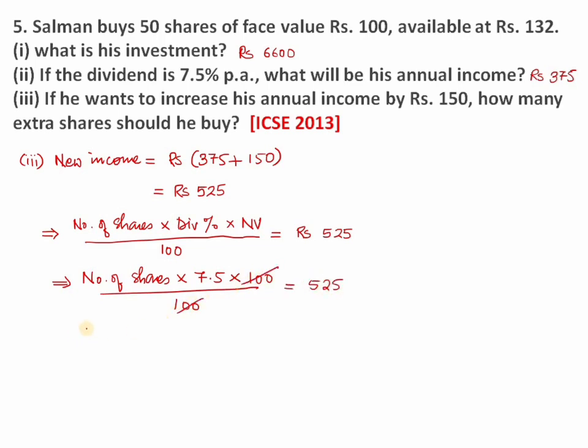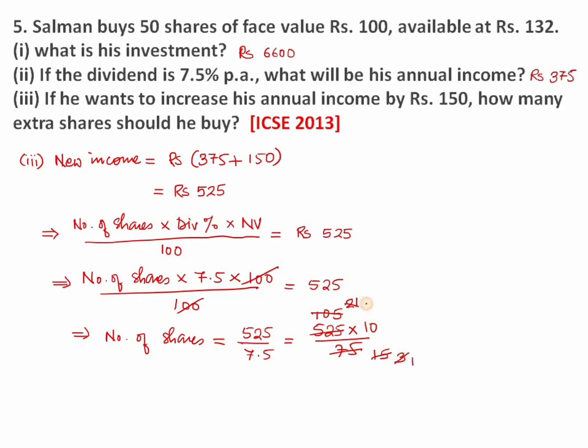So 100 can be cancelled. So we have number of shares equal to 525 by 7.5, since 7.5 goes to the denominator. So it is 525 into 10 by 75. Do the cancellation. 5 5s are 25, 5 1s are 5, 5 0s are 0, 5 3s are 15, 5 2s are 10, 5 1s are 5. Again 3 1s are 3, 3 7s are 21. So how much is it turning out to? It is 7 into 10, that is 70.